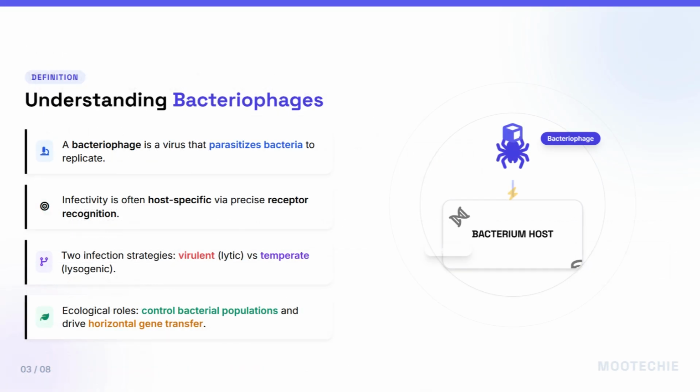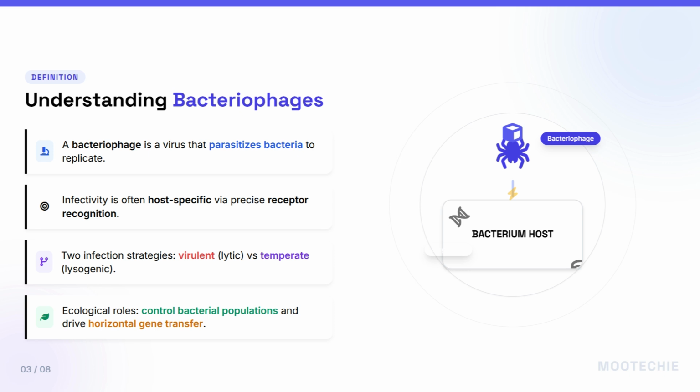A bacteriophage is, simply put, a virus that parasitizes a bacterium to replicate. It's a foreign invader that takes over the cell's machinery. Its infectivity is often host-specific, achieved through precise receptor recognition. It's like a key fitting into a very specific lock on the bacterial surface. Phages typically employ one of two main infection strategies: the virulent or lytic cycle, which destroys the host, and the temperate or lysogenic cycle, which can be a longer dormant relationship.